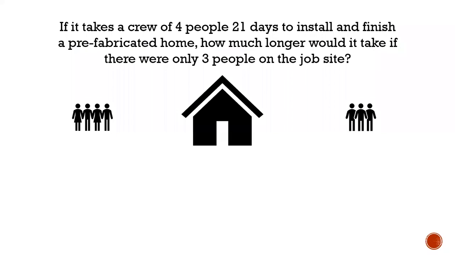The first one we're going to look at is doing an install. If it takes a crew of 4 people 21 days to install and finish a prefabricated home, how much longer would it take if there were only 3 people on the job site?